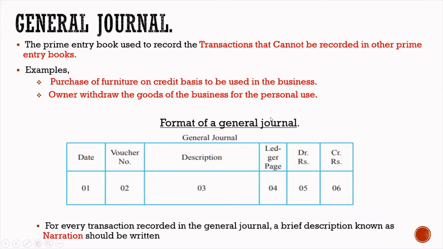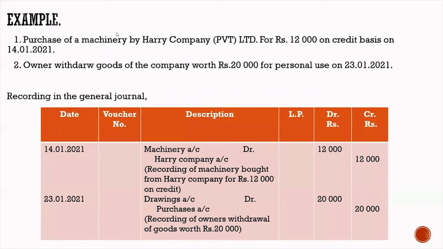So what is the format of the general journal? You will have the date, the voucher numbers, the description. You will write the two accounting entries, the debit and the credit entries and the relevant accounts, as well as, in brackets, a narration regarding the transaction. That means what the transaction is about. There will be a ledger page and the values of the debit and credit entries separately. Right? So the narration part is what I have written in this sentence as well. For every transaction recorded in the general journal, a brief description known as a narration should be written. So it's a must.